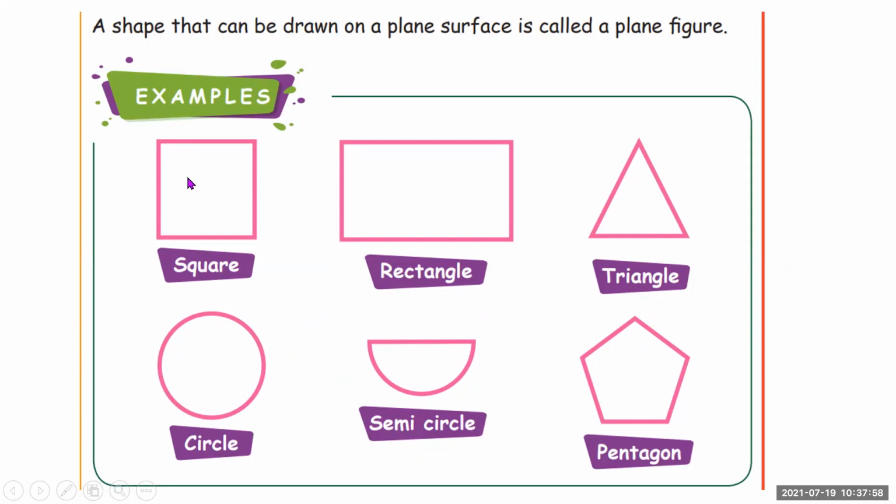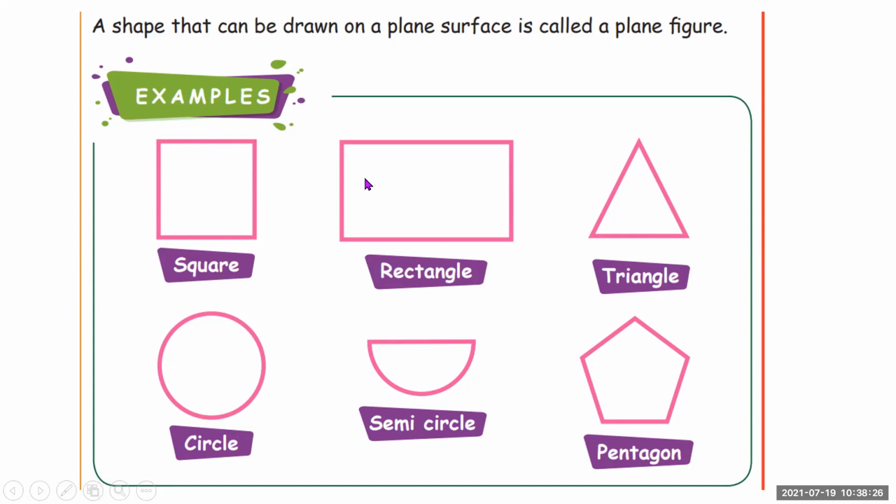So in this picture here, square, how many sides do we have? 4 sides. 1, 2, 3, 4 sides. And all the 4 sides are of equal length. That means the length from here to here is the same as from here to here. Also it is the same as this side length and this side length.